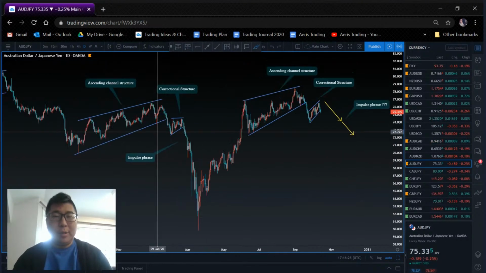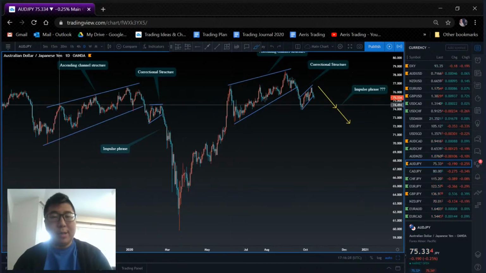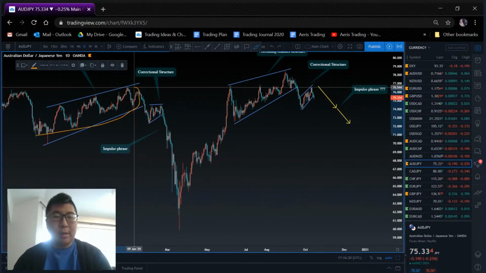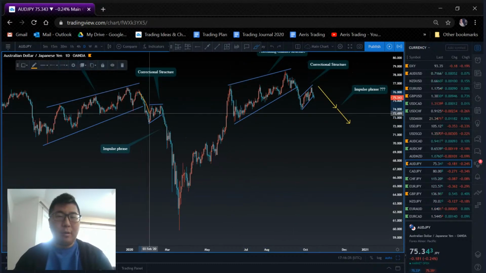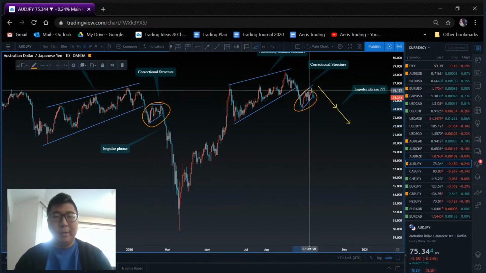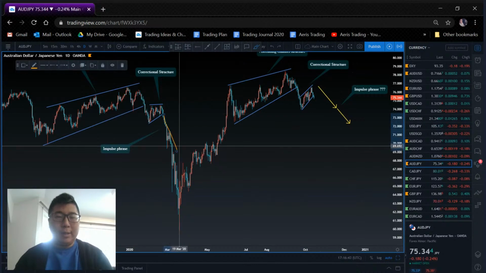Looking at previous price action and structure, we're seeing the same kind of ascending channel formation. We're seeing the first lower time frame impulse, then correction, and we're seeing some sort of correctional structure being developed here. And can we get that next impulse, right? This is obviously during the COVID time.